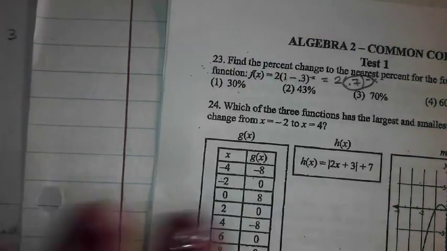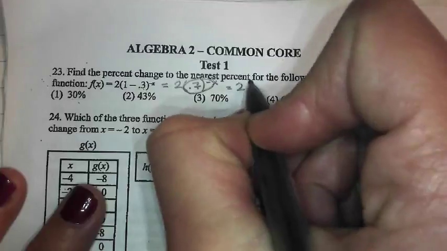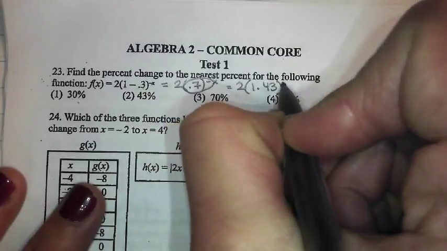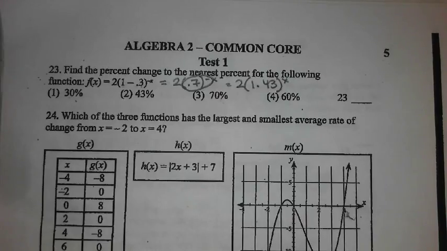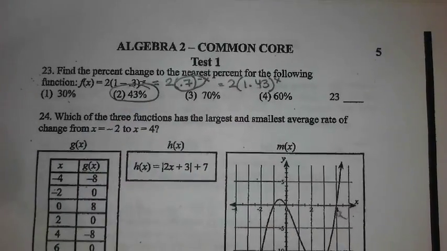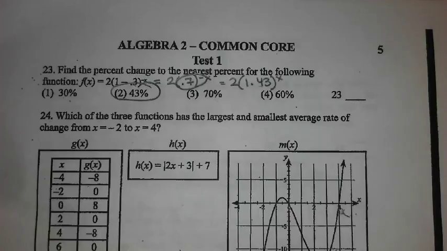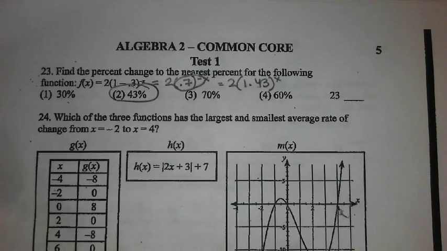1.43, we'll round it. So this should really be 2 times 1.43 to the x power, and we find out that it's actually not decay at all. It's actually growth by what percentage? 43%. Good. 1 plus your rate. Questions on that?